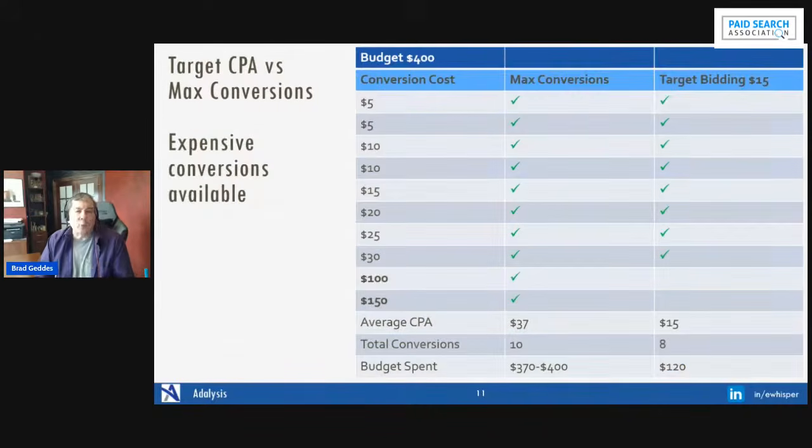Now, sometimes it gets even worse, right? Let's say we raise our budget even more, and there's a few conversions out there that are really expensive because they're a bunch of low quality traffic that eventually one converts.